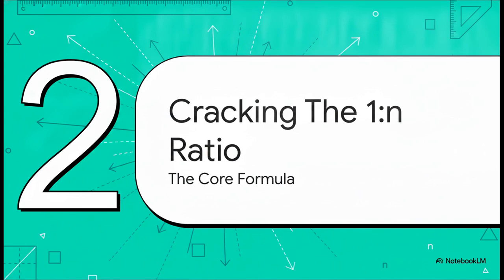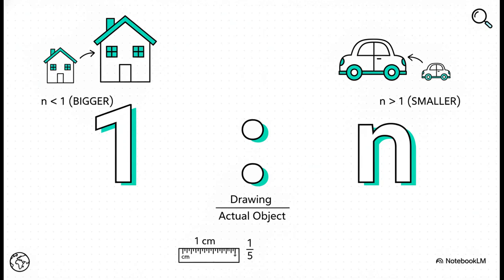Moving right along to Section 2, cracking the 1-to-n ratio, the core formula. Here it is in all its glory, 1-to-n. This incredibly simple ratio is literally the master key to every single problem in this chapter. And the scale of a drawing can also be written as a fraction, where the scale equals the measurement of the scale drawing divided by the measurement of the actual object. That just leaves us with 1/n. Keep in mind, n can be a positive integer, like 2 or 5, or it can totally be a fraction.